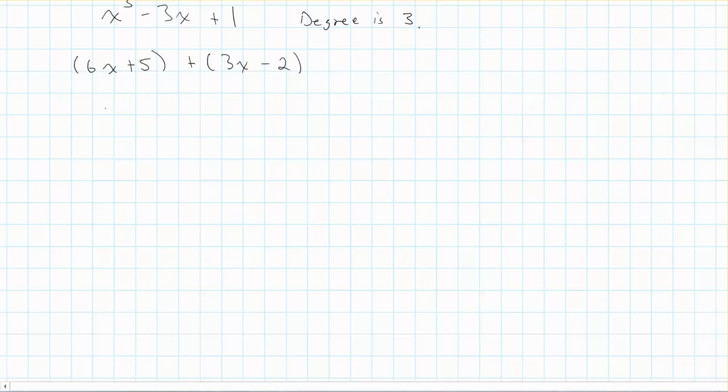Now this next step I'm going to write down isn't necessary, but it's just to refresh you. What you do is you group like terms together. So you'd have 6x plus 3x, and then you have plus 5 minus 2. And so 6x plus 3x of course is 9x, and then 5 minus 2 is 3, so I'd have plus 3. Now, that's relatively straightforward.